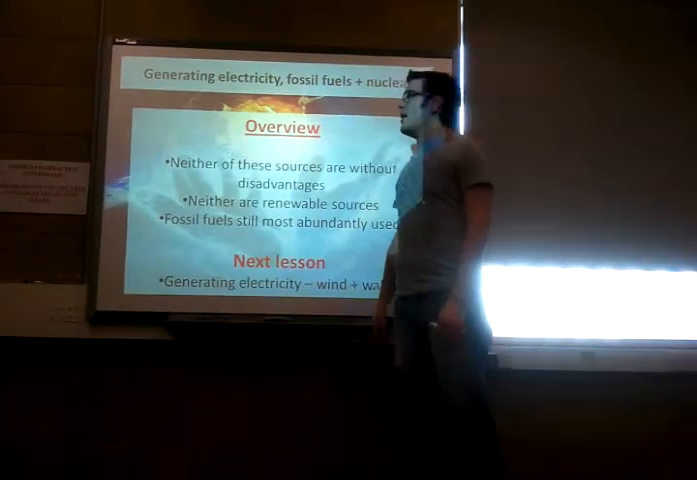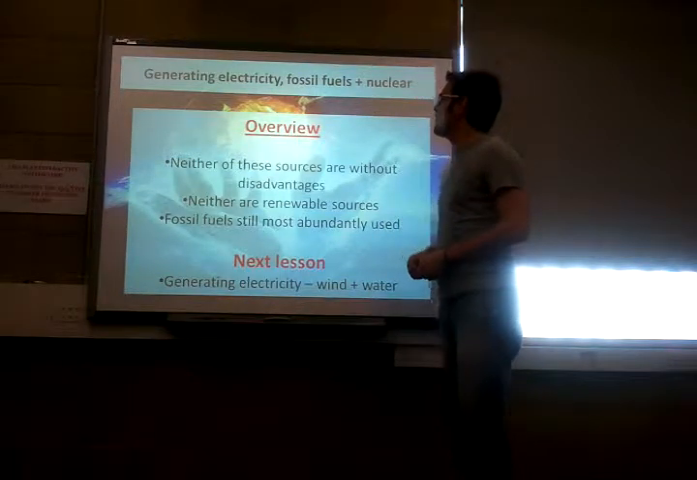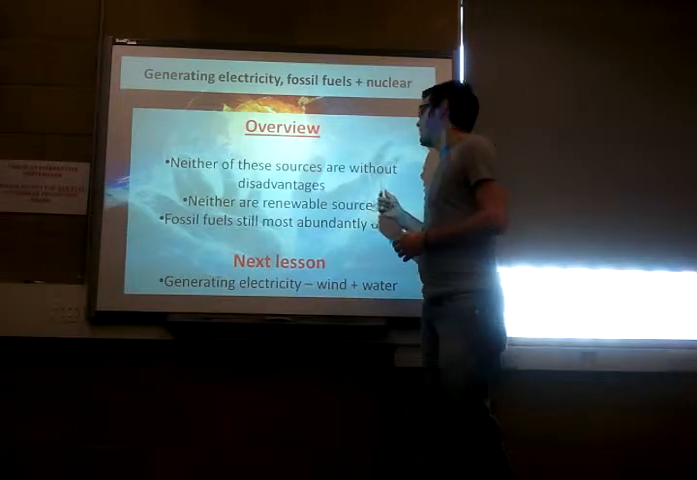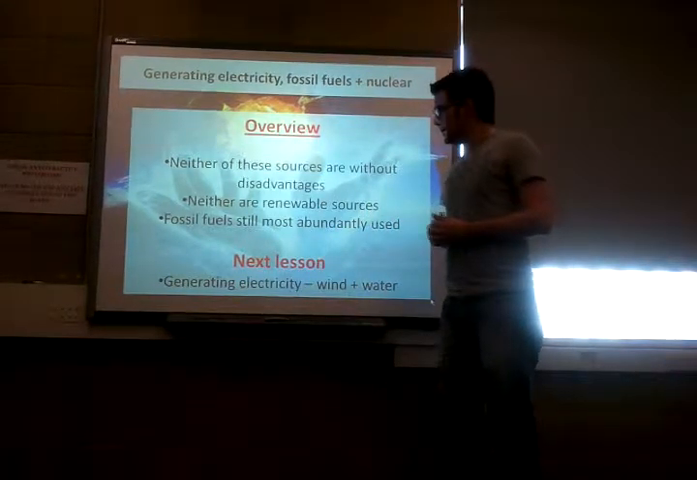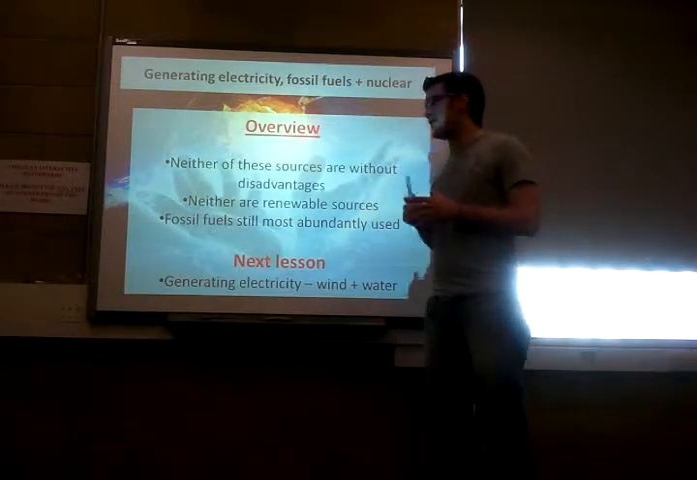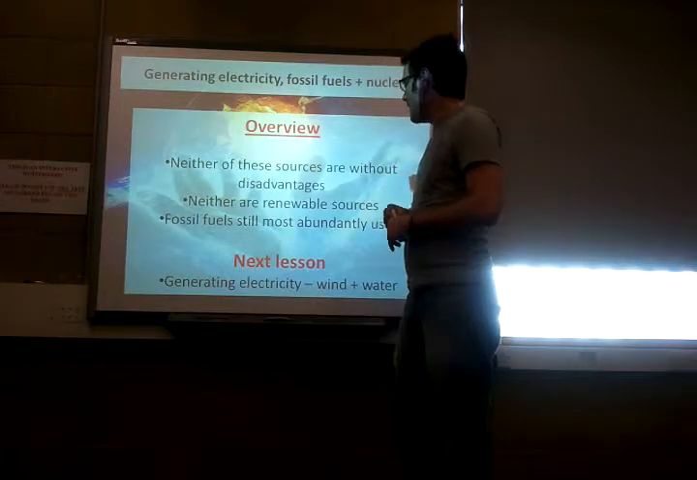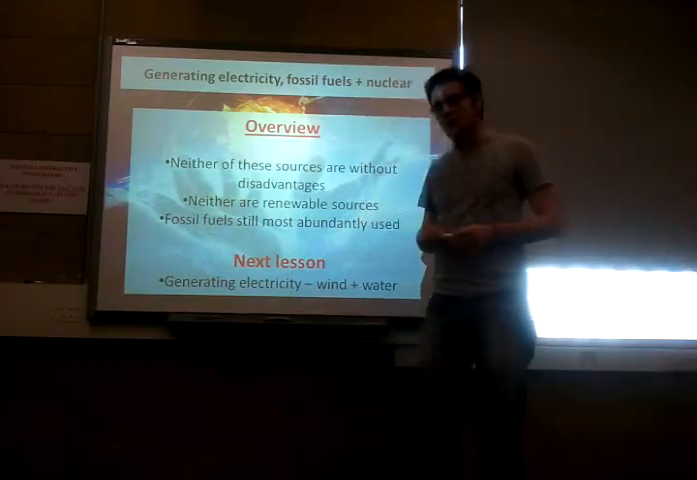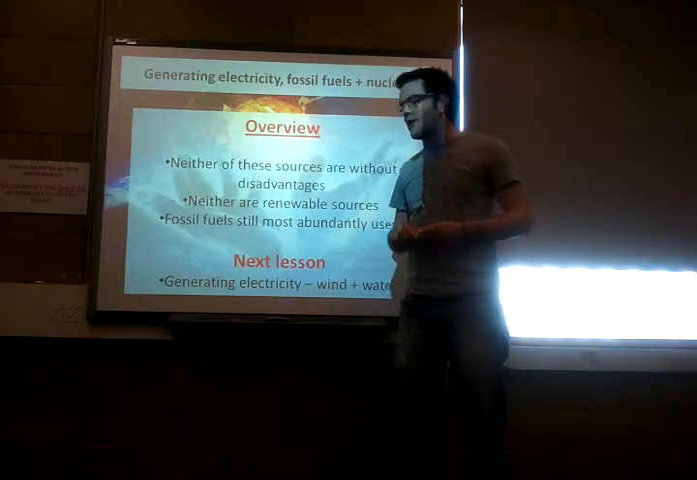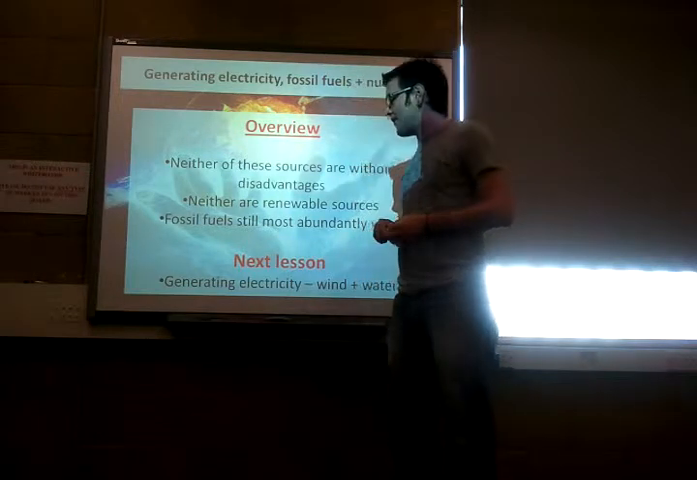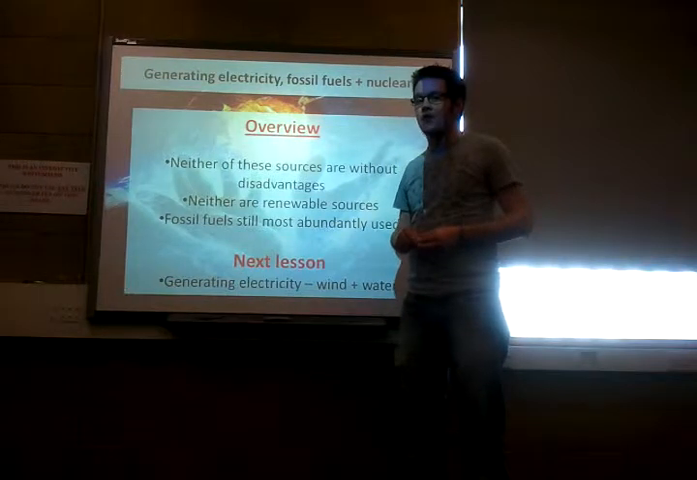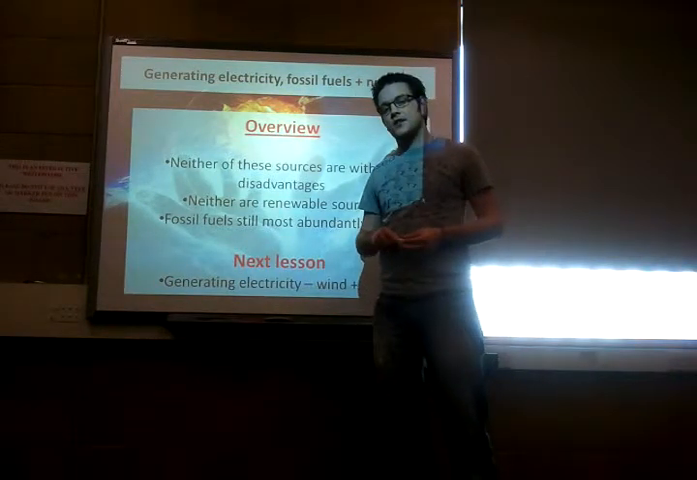So that was our look at electricity generation from fossil fuels and nuclear. Just quickly as an overview, neither of these sources is without disadvantages. Neither of them is a renewable source either. And at this particular point, fossil fuels still remain the most abundantly used for production of electricity. With the consequences of pollution, obviously, and the fact that fossil fuels are on the decline in terms of new sources being found, alternatives do need to be found.